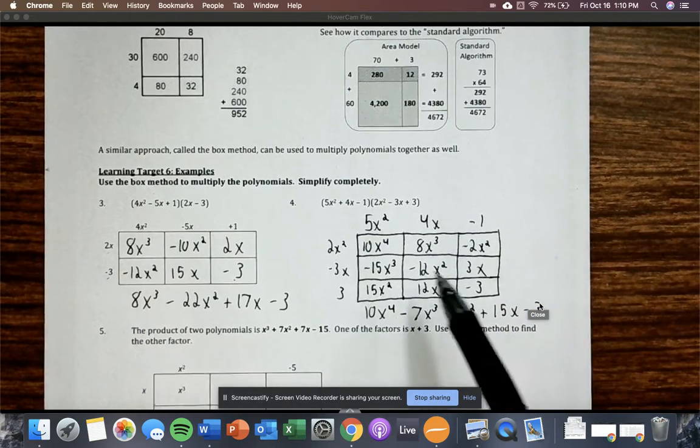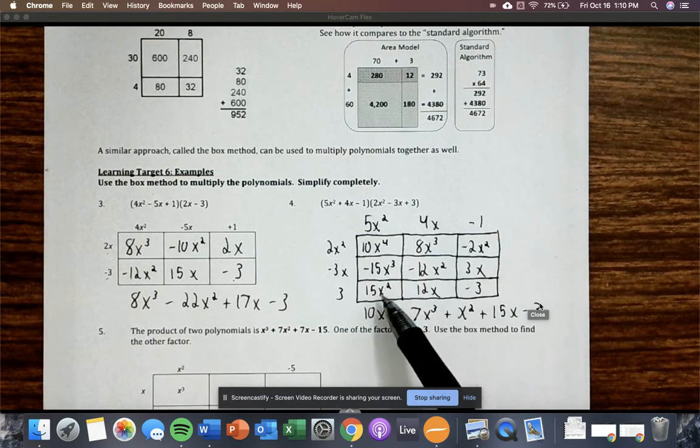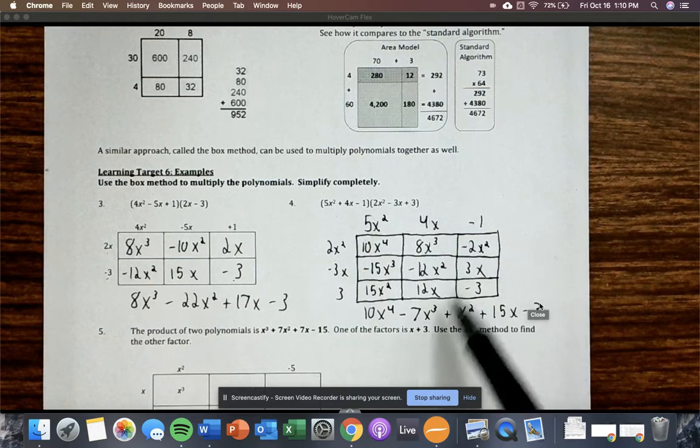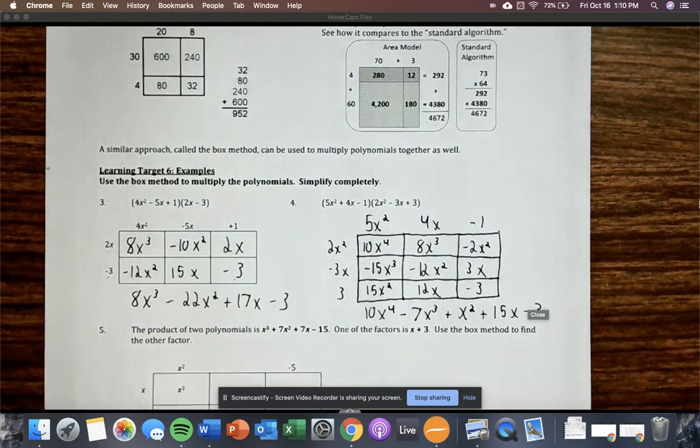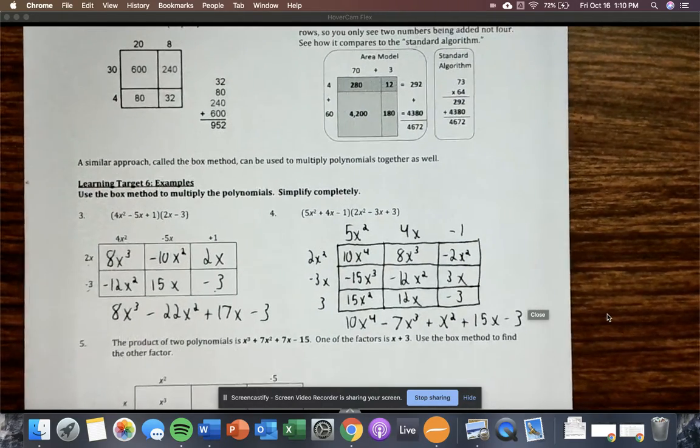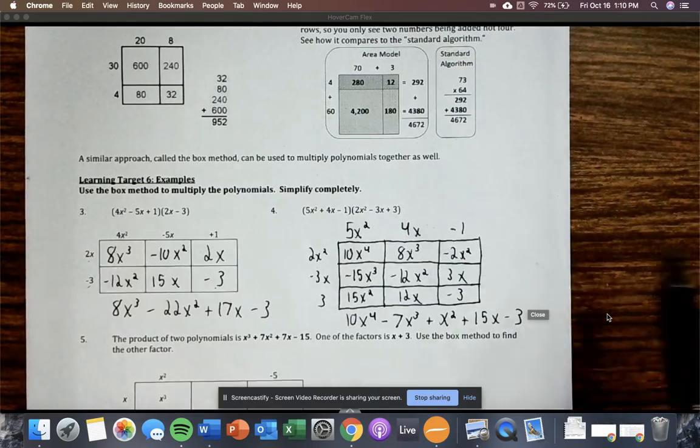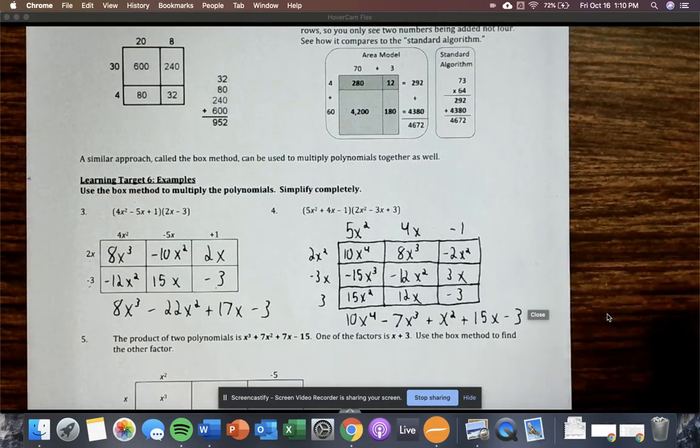Now again, notice the diagonals are our like terms, okay? Keep that in mind. It's kind of a good little trick there, right?